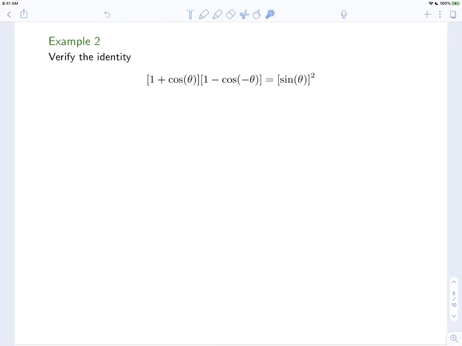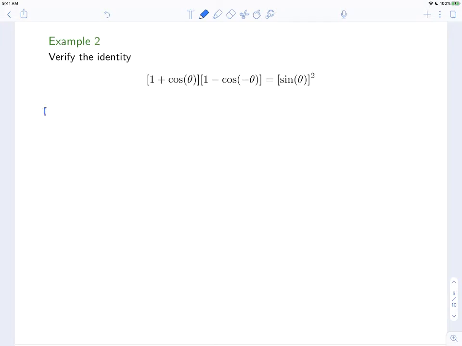Our next example is here. 1 plus cosine theta times 1 minus cosine of negative theta is equal to sine of theta quantity squared. Once again, we'll start with the more complicated side. Everything here is already in terms of cosine and sine, so we don't have to change anything into cosine or sine. So we'll start with the left side of the equation.